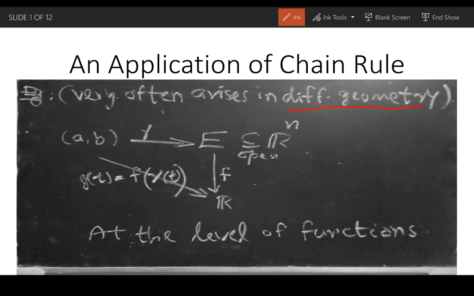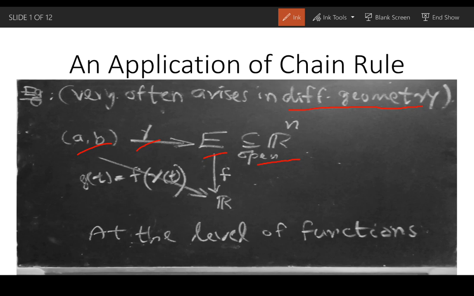Suppose you have a differentiable mapping gamma of an open interval (a, b) into E, where E is an open subset of Rn. നിങ്ങളുടെ ലാംഗ്വേജിൽ ഇതിനെ പാരാമീറ്ററൈസ്ഡ് കർവ് എന്നാണ് വിളിക്കുക. What is a parameterized curve? It's a continuous mapping of some interval (a, b) into Rn. So gamma is a parameterized curve.